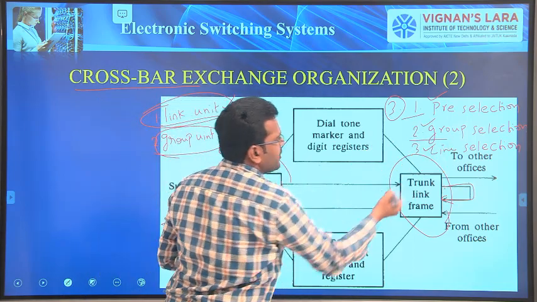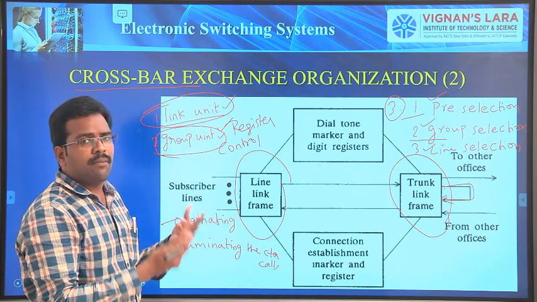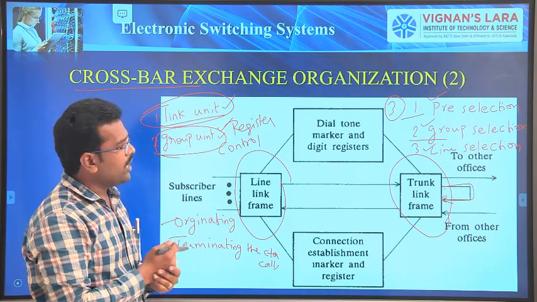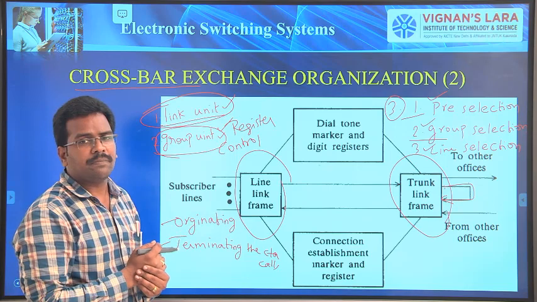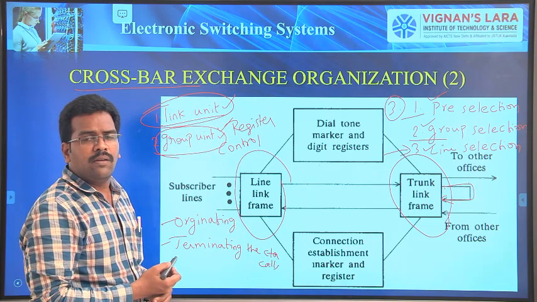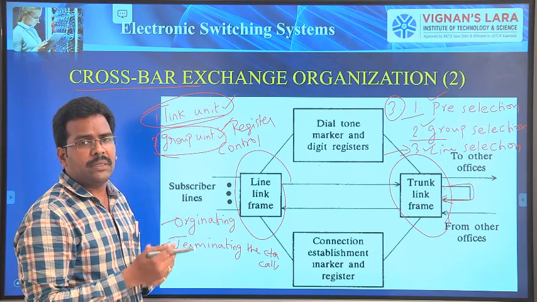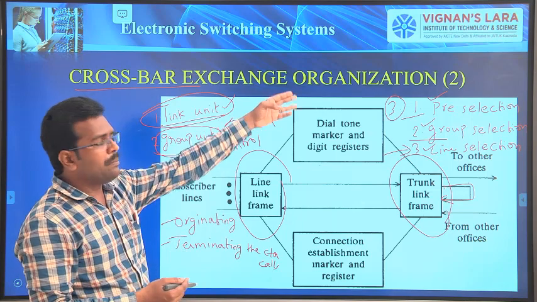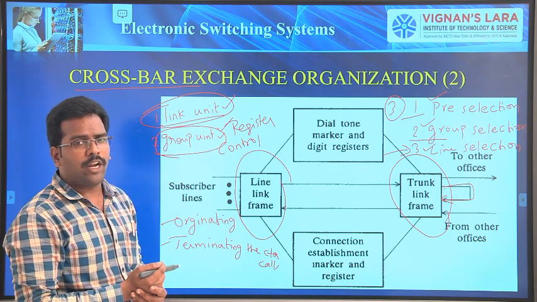What is the group selection process? In this process, a switching path is established between the exchanges, based upon the digits dialed by the subscriber. And the third one is line selection. This is the final selection process, which creates an electrical path between the calling and called subscriber. So there are three important processes used in crossbar exchange organization.